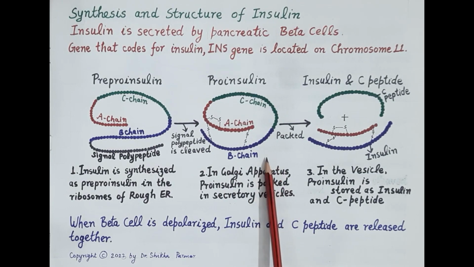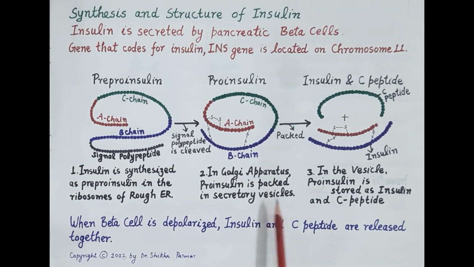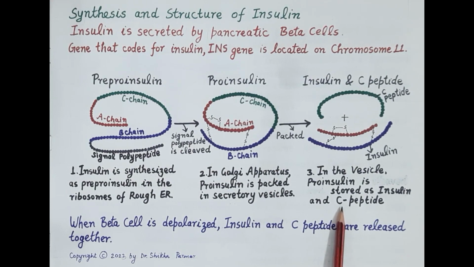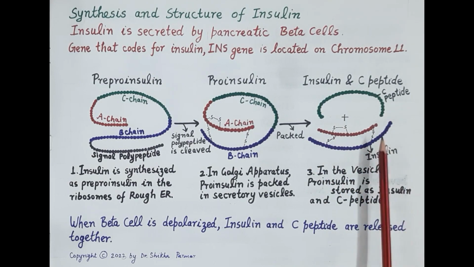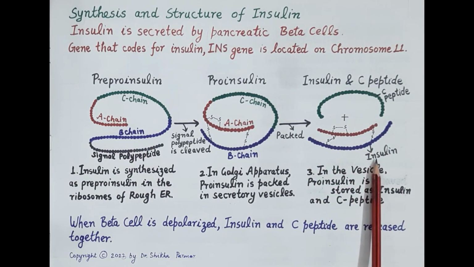Now, the Golgi apparatus packs proinsulin into secretory vesicles, and these secretory vesicles are present in beta cells. In secretory vesicles, this proinsulin is stored as insulin and C-peptide. So, this is the structure of insulin.